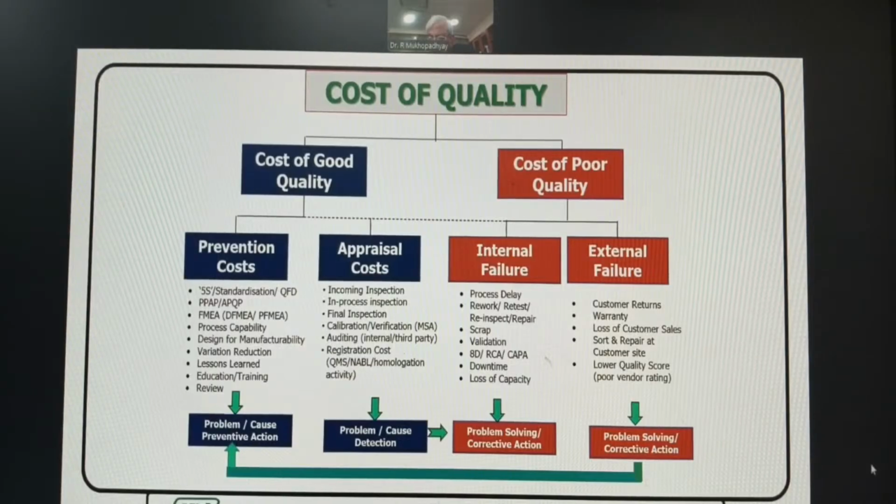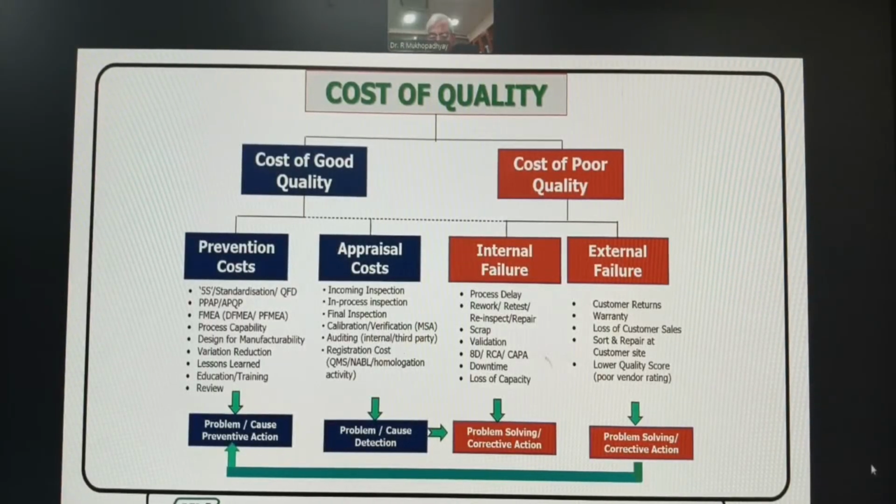So internal failure cost is to be done with the root cause analysis and the process delay, rework, reinspection, anything starting with R: the rework, retest, repair, reinspect, scrap, validation, the downtime, lost capacity. These are called internal failure costs. Then come external failure costs, which are quite high. The question is external failure cost with the problem solving, corrective action. Here also problem solving, then preventive action to be taken.